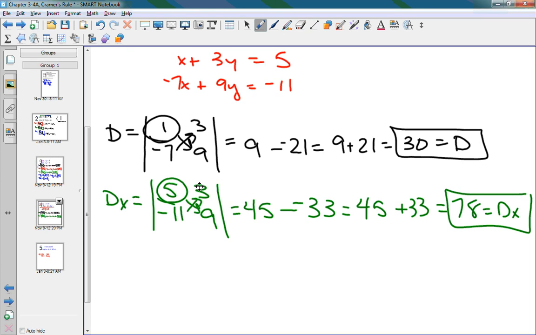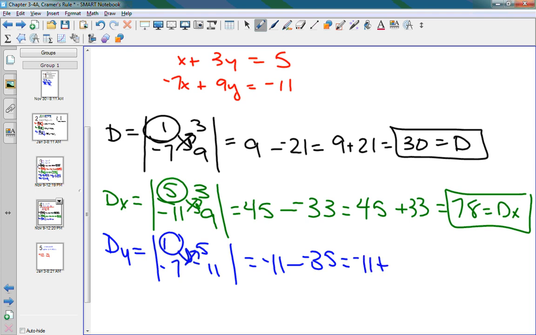Then I need to calculate dy. When I'm calculating dy, what stays and what goes? X stays, so that gives me 1 and negative 7. What goes? The y's go, and in place, 5, negative 11. Calculating from the top left down, 1 times negative 11 gives me minus 11, negative 7 times 5 gives me minus 35, minus a negative is a positive. And what is negative 11 plus 35?